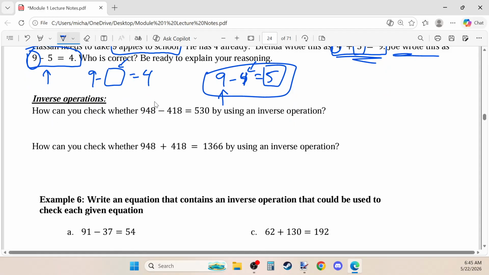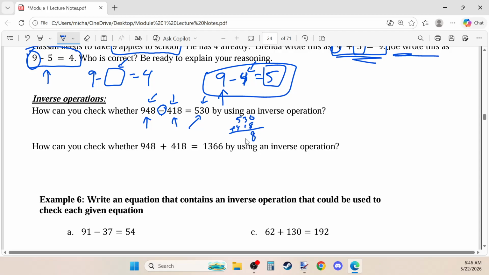Inverse operations. How can we check whether this minus this equals this using an inverse operation? Well, since the operation is subtraction, the inverse operation is addition. We're going to try adding these two numbers together and see if we get this one. So 530 plus 418.